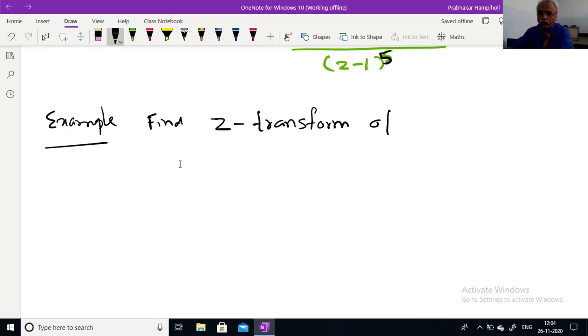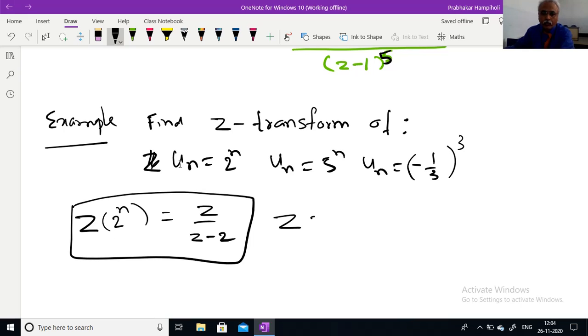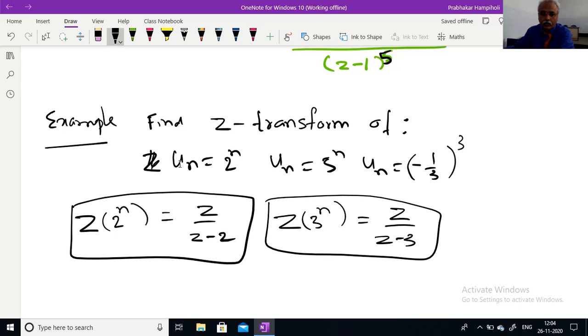Find the Z transform of, suppose Z of, such type of questions. For example, un equal to 2 raised to n, un equal to 5 raised to n, un equal to minus 1 by 3 raised to n. Suppose first I do this, first one, Z transform of 2 raised to n, z by z minus 2. Z transform of 3 raised to n, z by z minus 3. Z transform of minus 2 raised to n, one more I am including here. If it is plus 2, it is z minus 2. If it is minus 2, this becomes z plus 2.